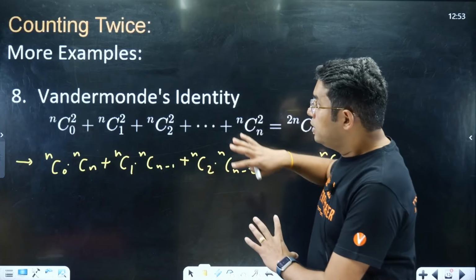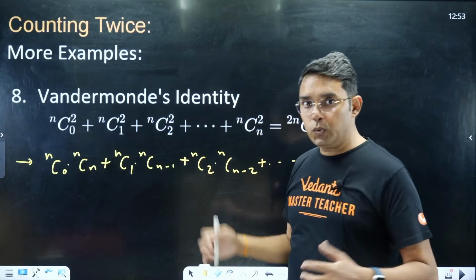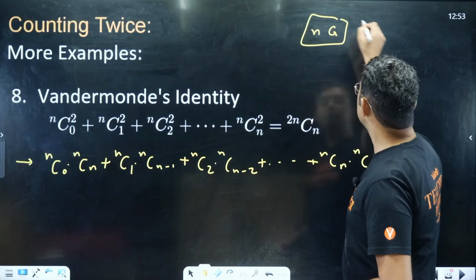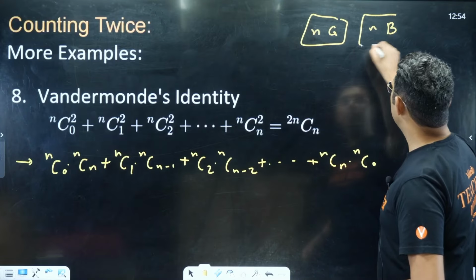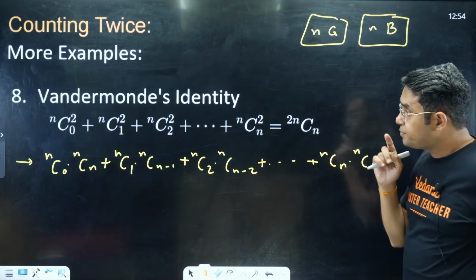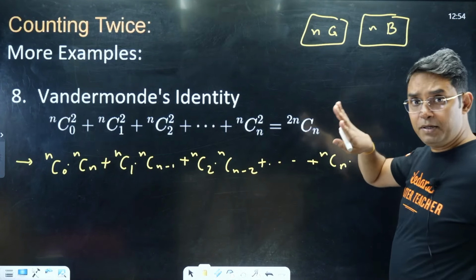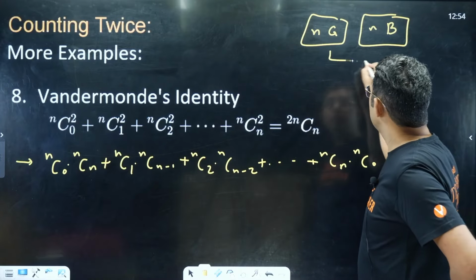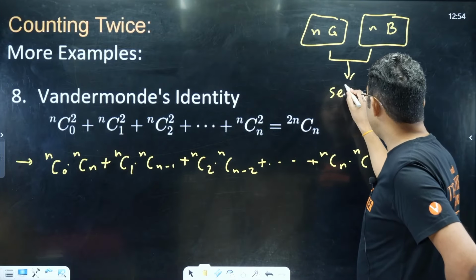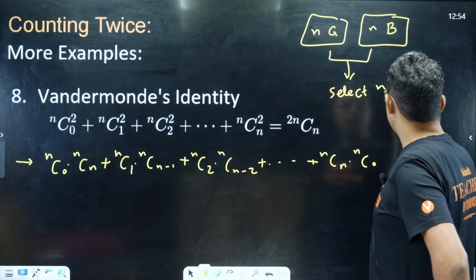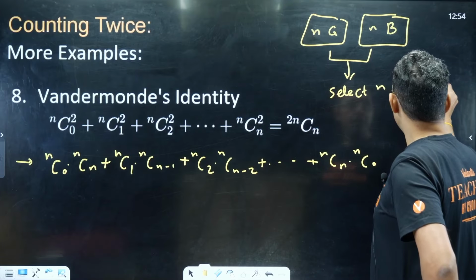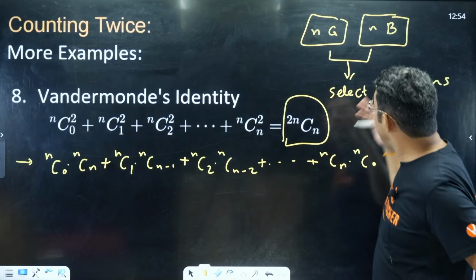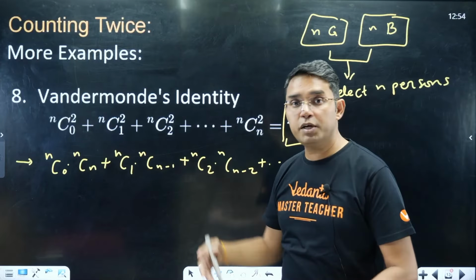Now to create that analogy of counting twice, I will take n girls and n boys. Here there are total 2n persons. On the right hand side, if you do it directly, we are selecting n persons. If you are selecting n persons, it is directly 2nCn ways. But let's try to break it into cases.